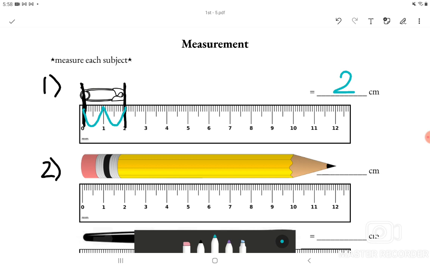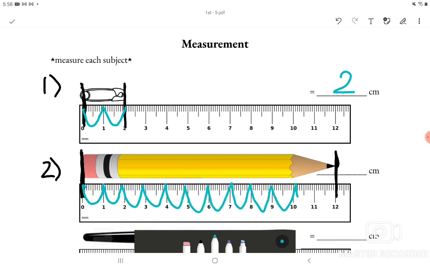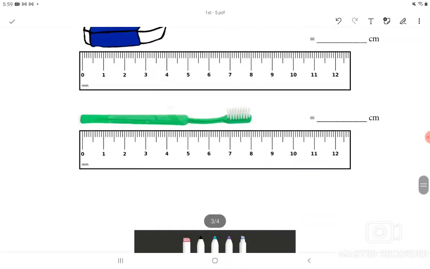Then for the next question, we see a long pencil, and we would also have to measure from where it starts to the end point. When we count, we get 1, 2, 3, 4, 5, 6, 7, 8, 9, 10, 11, 12. So we know that the length of the pencil is 12 centimeters long. You just have to do this for the rest of the 3 questions.